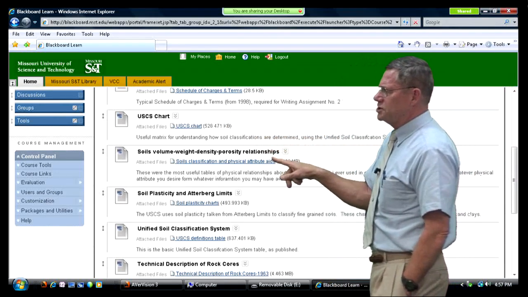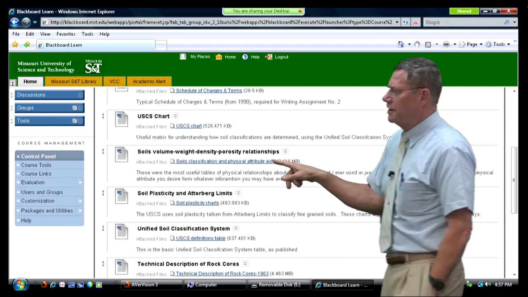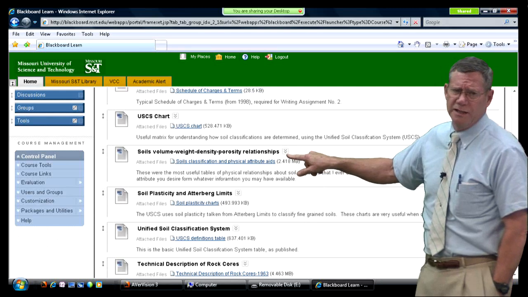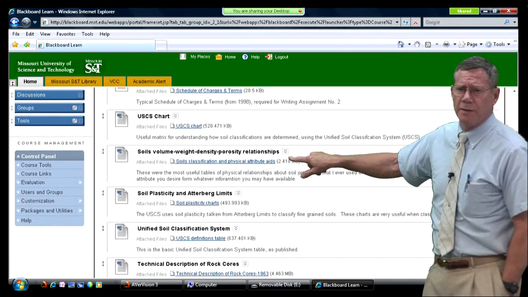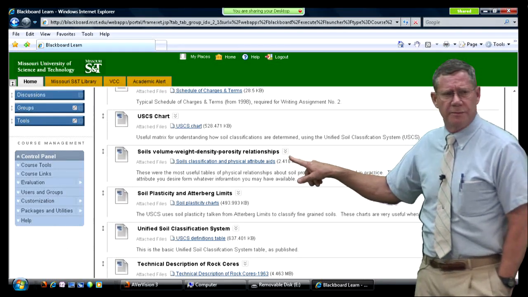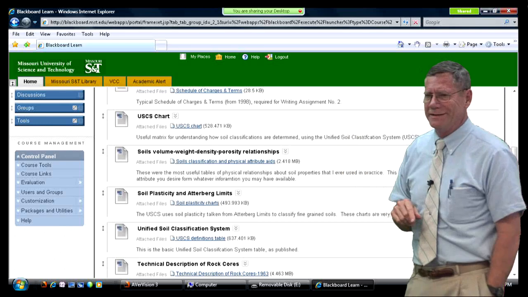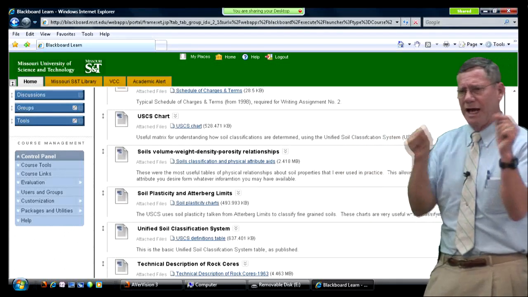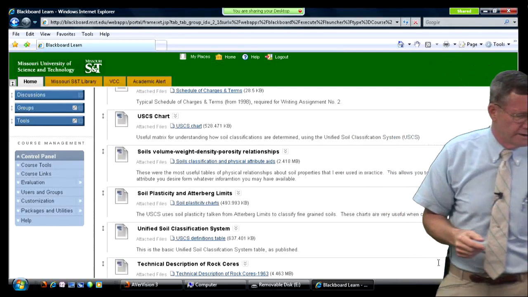Also, we have a chart here that I got out of the old NAVFAC manual called volume, weight, density, porosity relationships. This is the chart you want to take to the PE exam with you. So you better have that one. I used that piece of paper more than any other piece of paper in my career. I referred to it more often than anything else because if I know the density, I know the specific gravity, how do I figure all these other things out? It's all there. So it's really a wonderful little chart to have.